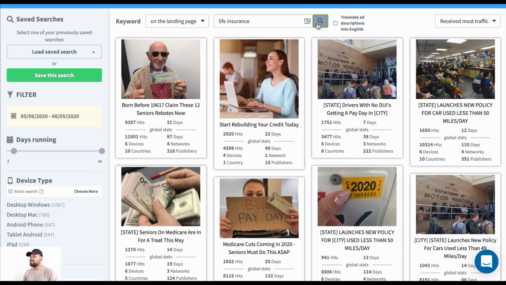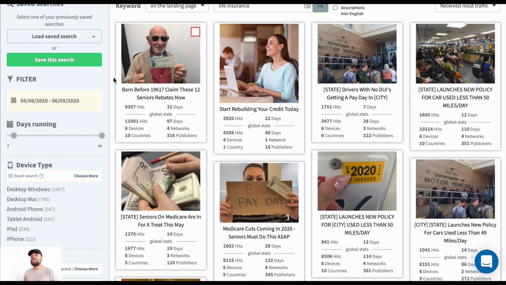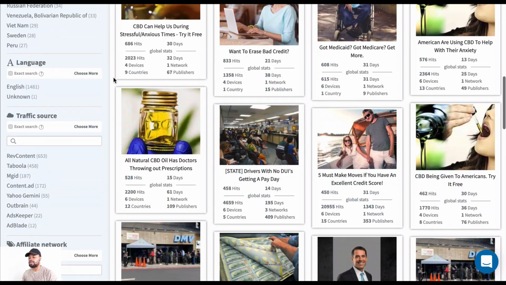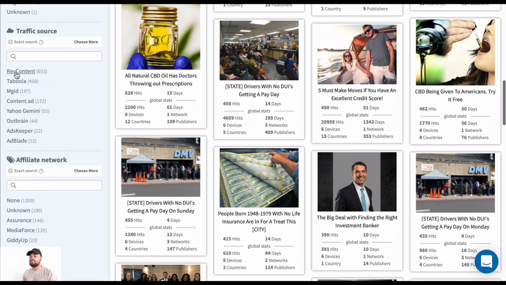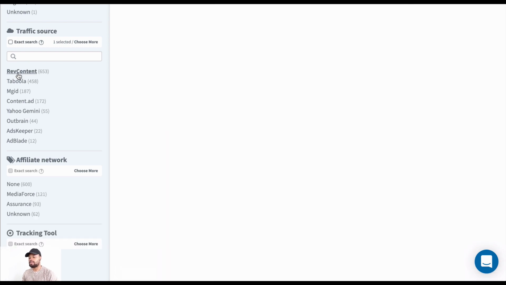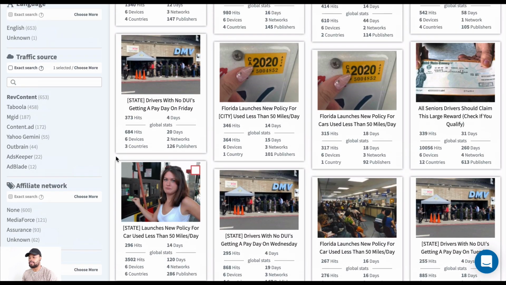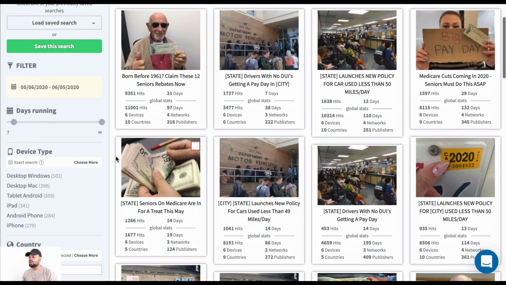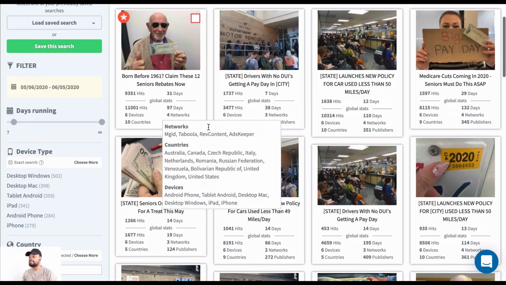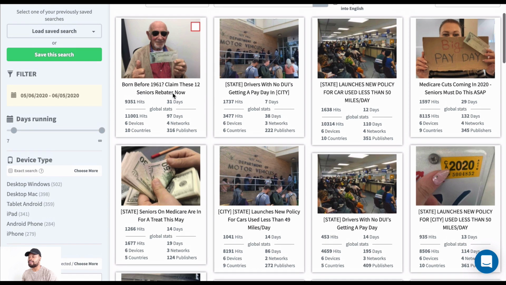All right, so let's say I wanted to run an offer in the life insurance space, and I also knew what traffic network I wanted to run on. So let's say I scroll down, and I want to run this on Recontent. So I go to Recontent, wait for that to load up. Sweet. So what I can then do, if I'm starting here, is click on all of these different campaigns, and I can start doing some research on the campaigns.